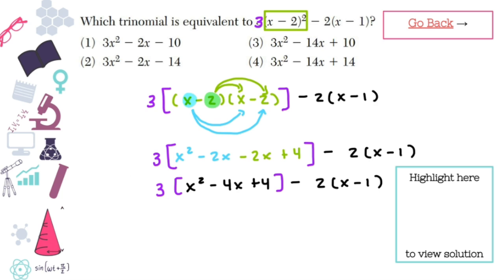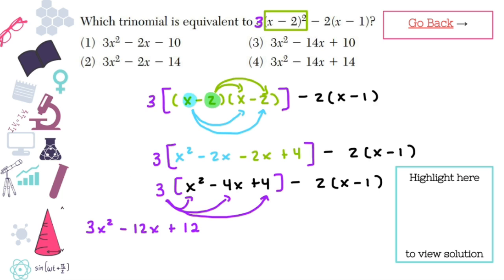At this point, we can go ahead and distribute our multiplication. So this will be 3 times x squared, that's 3x squared. 3 times negative 4x, that'll be negative 12x. And 3 times positive 4, which will be, of course, positive 12.